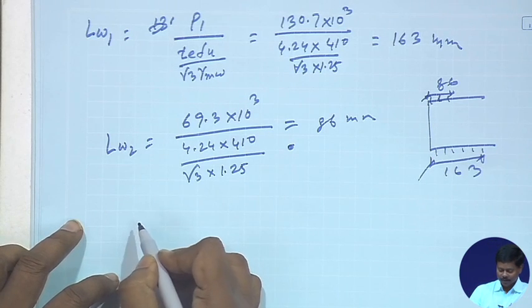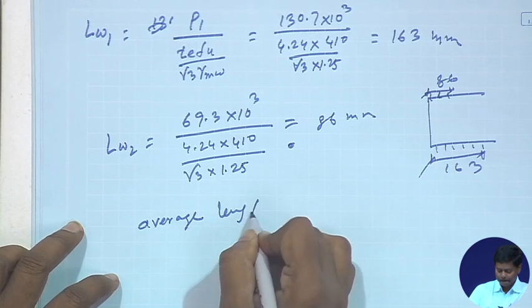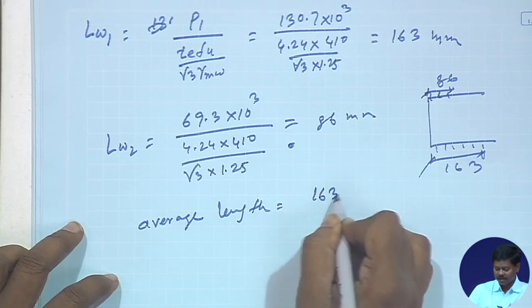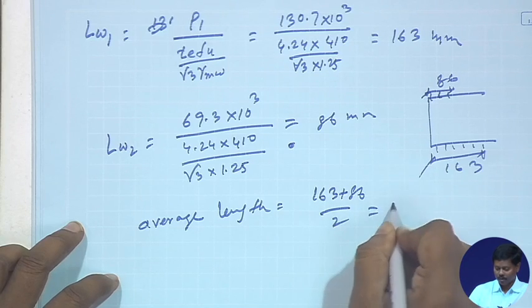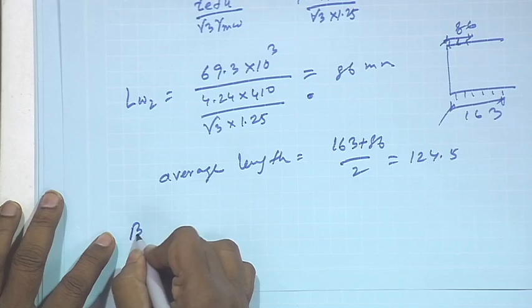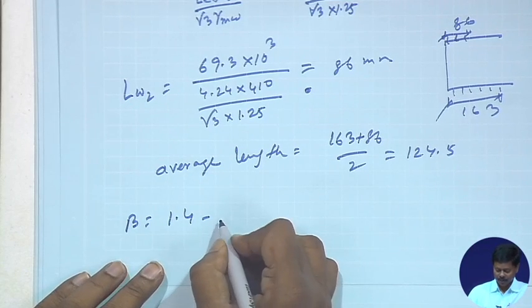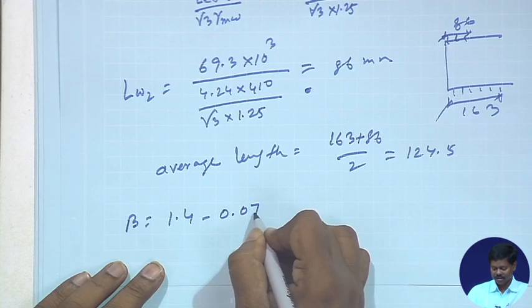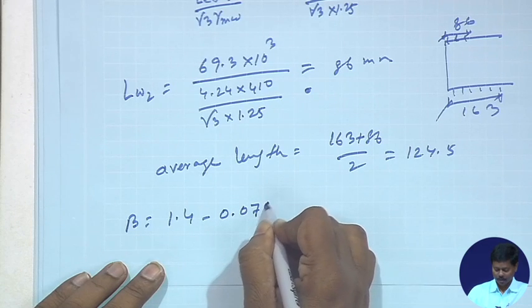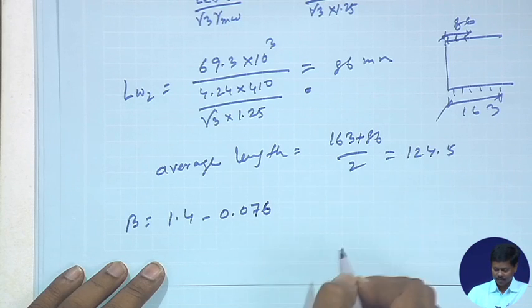Now, the average length of the weld will be 163 plus 86 by 2, that is 124.5. This is required for calculating the actual Tdn value. So, the beta value we can find out from the average length, because we have considered the average length as 165, right, which is not correct. So, the actual length we can find out from this.